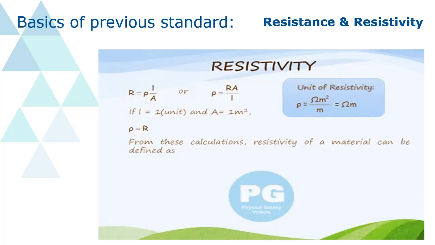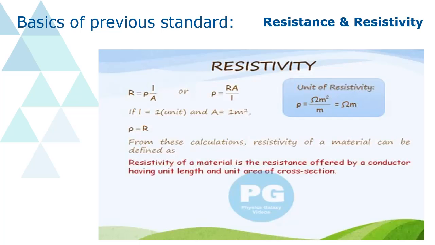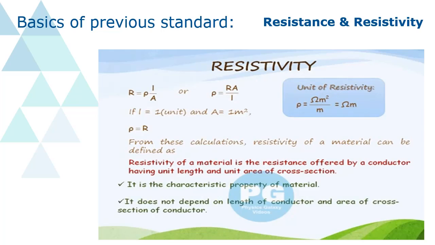Now, from all these calculations, resistivity of a material can be defined as the resistance offered by a conductor having unit length and unit area of cross-section. So this is basically a formal way to define resistivity. Basically, resistivity is the characteristic property of material. It does not depend on the length of conductor and area of cross-section of conductor. Different materials have different resistivities.